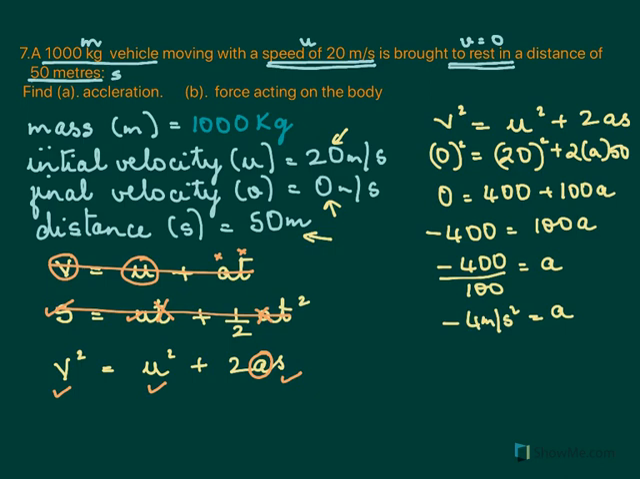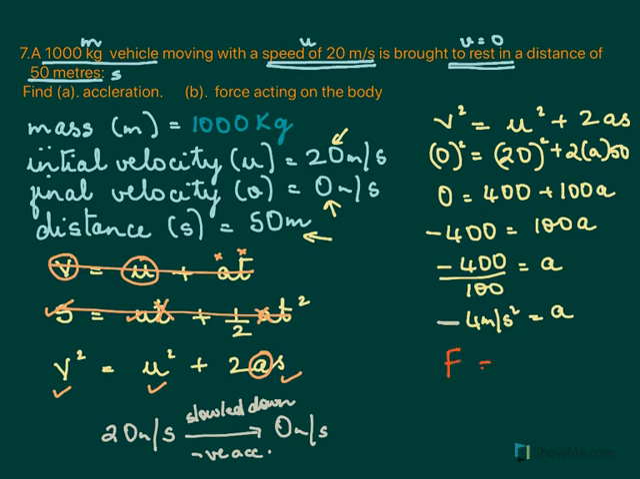Why did the acceleration come negative? Because if you notice, what has happened here is, first the body was at 20 meter per second. And then the velocity came to 0 meter per second. So the body has slowed down. And if the body has slowed down, its velocity has decreased, means there is retardation. Retardation means negative acceleration. If a body slows down, your acceleration should come negative. That is why here our acceleration in this case has come negative.